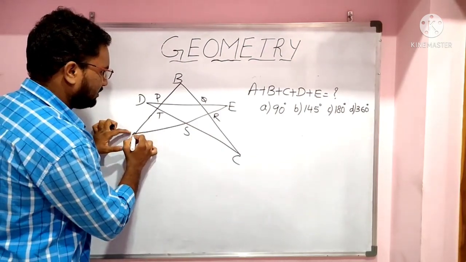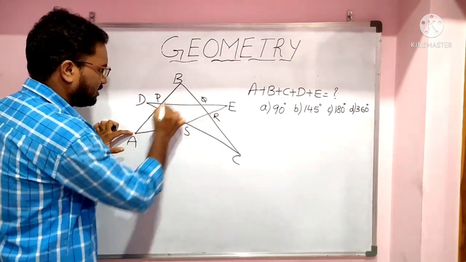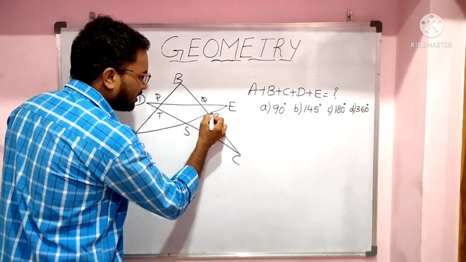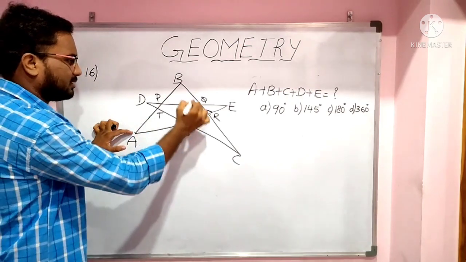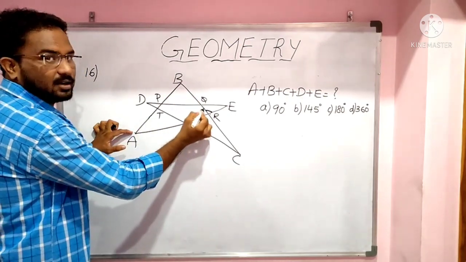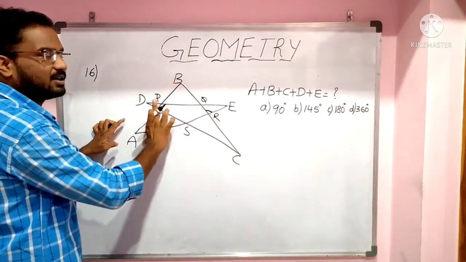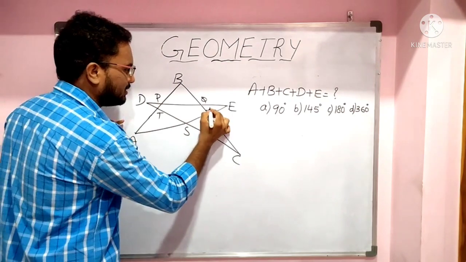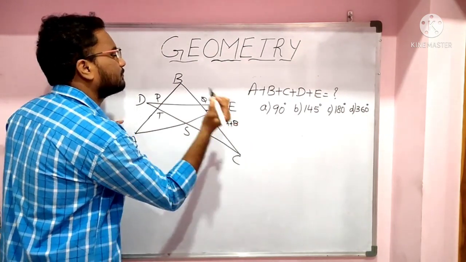If you take this triangle ABR, in triangle ABR, this is the exterior angle. So, exterior angle equal to sum of opposite interior angles. So, this angle will be equal to angle A plus B. This angle is A plus B.